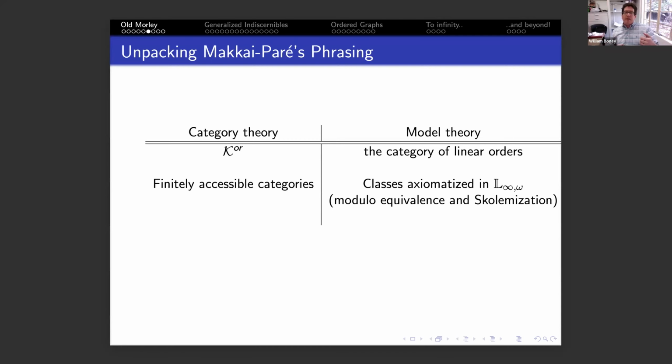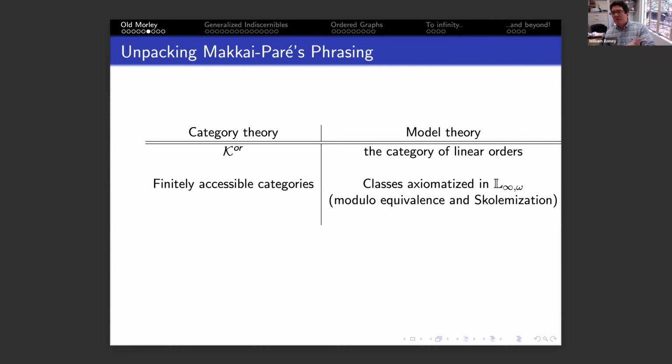Really what the result says, right, there's some modulos here, is that if you take a finitely accessible category, whatever that is, it's equivalent to some L infinity omega axiomatized category. And if you take some L infinity omega axiomatized category, it might not be finitely accessible, because finitely accessible means essentially closed under all unions, but also generated by finitely generated objects. And we don't always have that. But if you Skolemize your L infinity omega axiomatized class, then it's generated by finitely generated objects, and that gives you something that's finitely accessible.